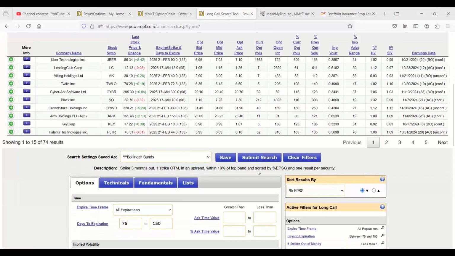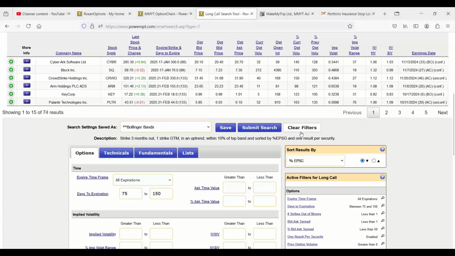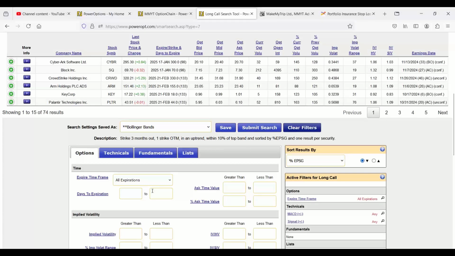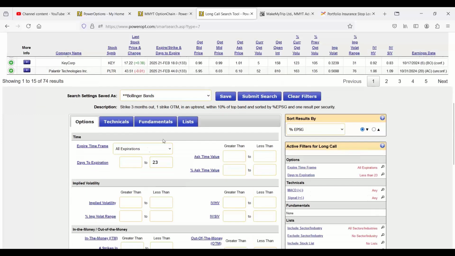Using the long call search, let's just clear out the filters. Caleb, I don't know your approach, but let's say we're just going to go 60 to 90 days out in time to buy calls. If you're looking for shorter term, that's fine too. I could set this blank to, let's say, 3 weeks out in time. So we're going to look at all option expirations anywhere from next week, the following week, to 23 days out in time.